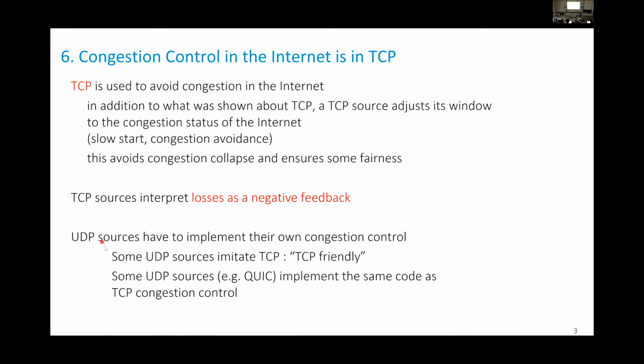Well, the answer is UDP sources should also do something. And the dogma today is, since we know how to solve the problem in TCP, UDP sources should imitate TCP. This is called TCP friendly sources. We'll see how this can be done in a few more slides. And there are some UDP sources that do not imitate, but implement exactly the same code. For example, when you do a transport solution like QUIC, which is on top of UDP, then you do the same thing as TCP.